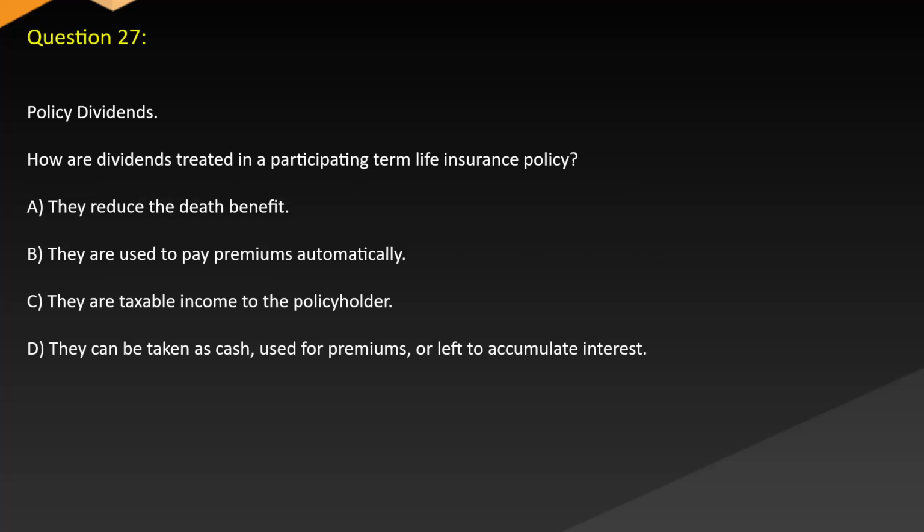Question 27. Policy dividends. How are dividends treated in a participating term life insurance policy? A. They reduce the death benefit. B. They are used to pay premiums automatically. C. They are taxable income to the policyholder. D. They can be taken as cash, used for premiums, or left to accumulate interest.